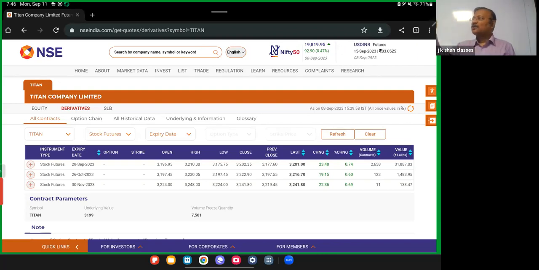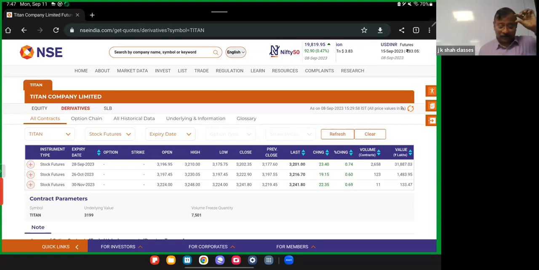Now, what was the spot price of Titan? 3199. And what is the date today? 11 September. And when is the September future expiring? So how many days do we have for expiry? 17 days. Now spot is 3199. Look at the 28 September price: 3201. Spot is 3199, the future is 3201. What is the reason for this difference of 2 rupees? F equals S into (1 plus R)^n. This (1 plus R)^n is that difference.